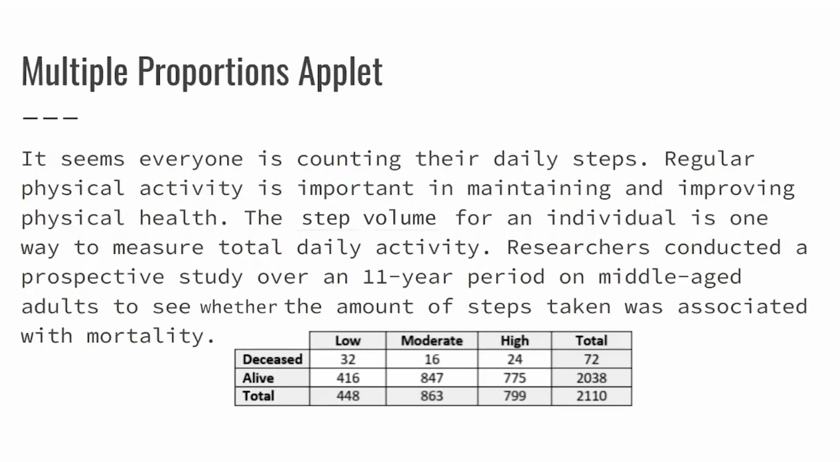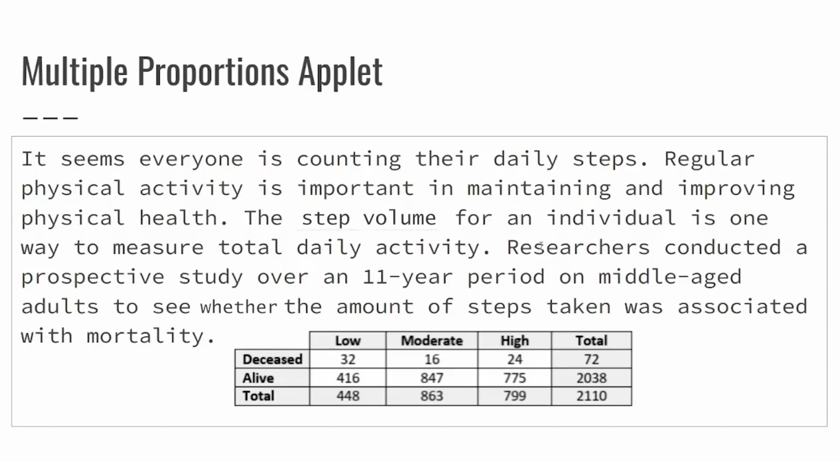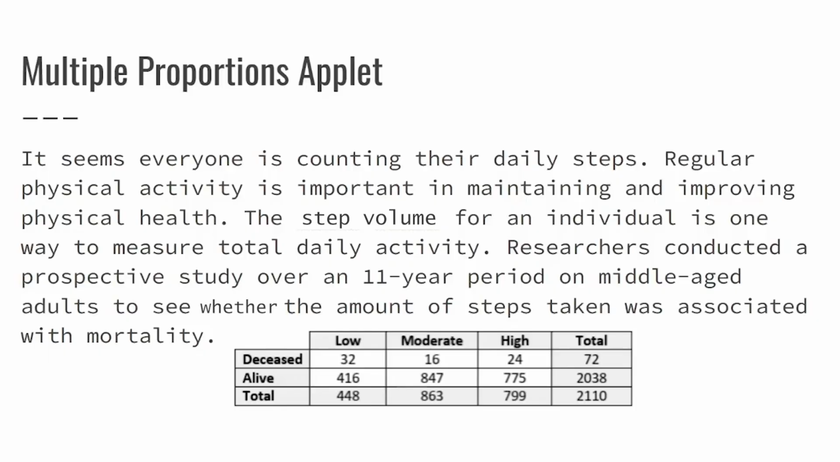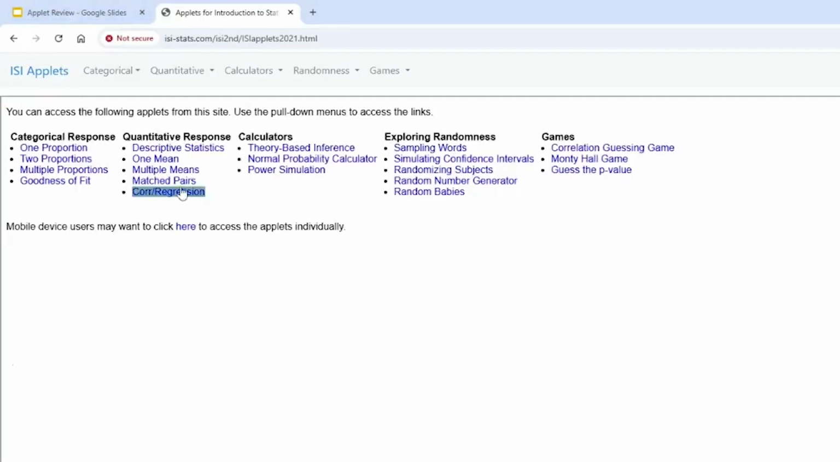The last applet that you're introduced to is the multiple proportions applet. It seems everyone is counting their daily steps. Regular physical activity is important in maintaining and improving physical health. The step volume for an individual is one way to measure total daily activity. Researchers conducted a prospective study over an 11-year period on middle-aged adults to see whether the amount of steps taken was associated with mortality. So I'm going to go ahead and go to my multiple proportions applet.